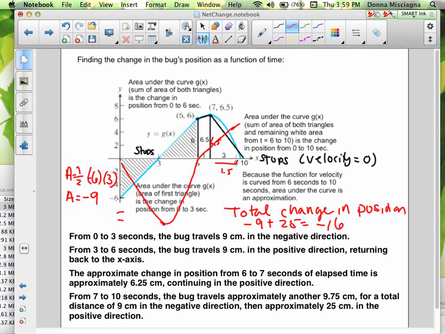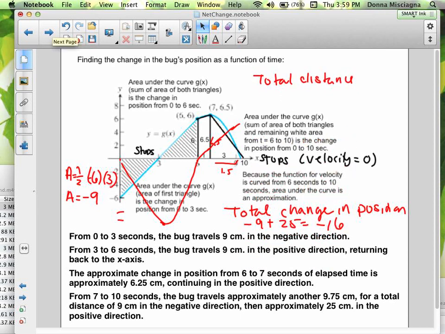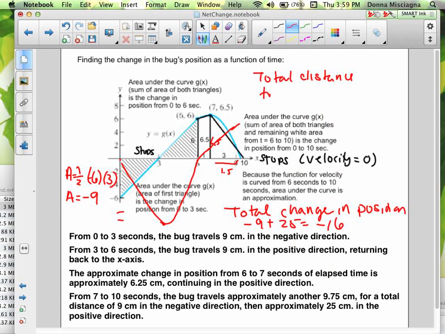The total distance traveled, however, maybe I should put it up here. It's a little crowded down here. For the total distance traveled, we would just add negative 9, the absolute value of that, plus 25. So that would give us 34 centimeters. Actually, probably put centimeters here.